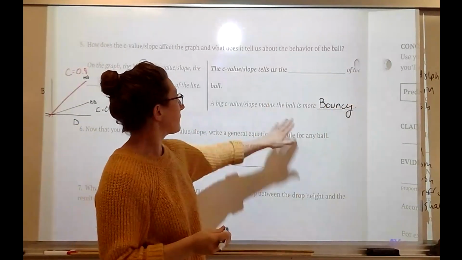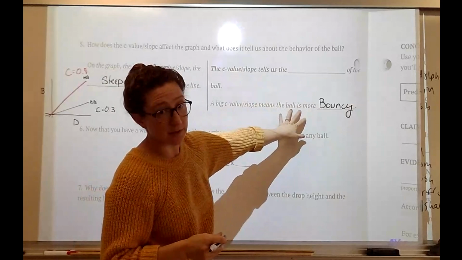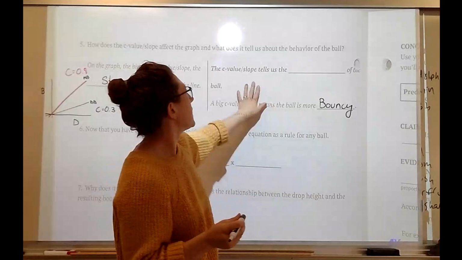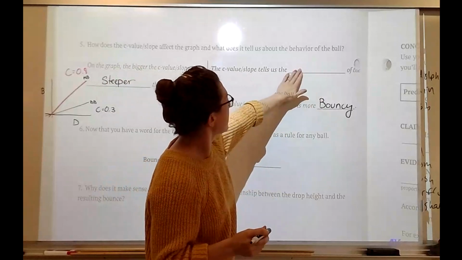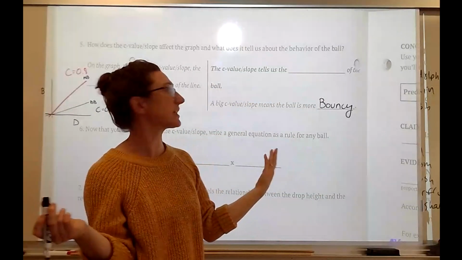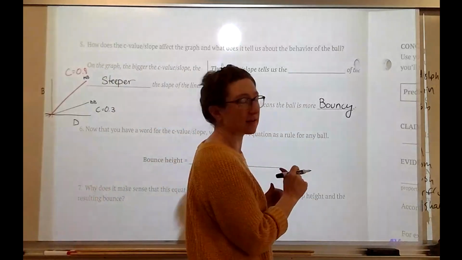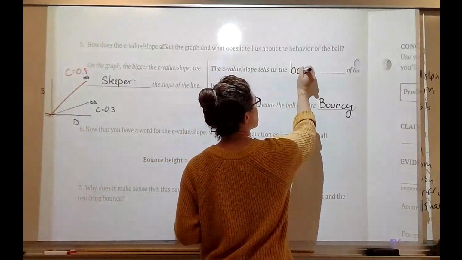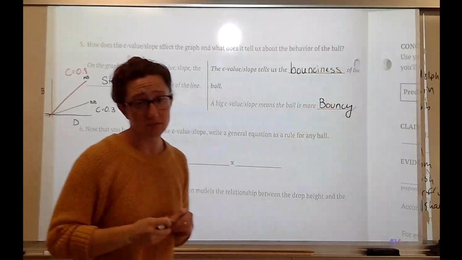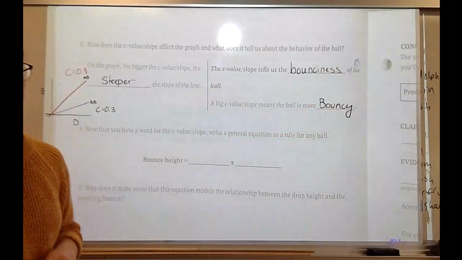So if C value is telling us how bouncy it is, big C value equals a lot of bouncy, I'm losing my mind here, then the C value or the slope is telling us how bouncy the ball is. And in a single word, the bounciness. We're really serious here in science class. The bounciness of the ball. So you can tell that property about the ball based off of that C value.